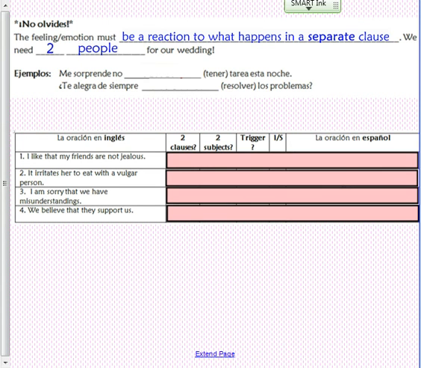We need 2 people for our wedding, in the same way that we need 2 clauses in order to use the subjunctive. If we don't have our 2 clauses, even if we have a trigger, then we need to use an infinitive. For example, me sorprende no tener tarea esta noche. ¿Te alegra de siempre resolver los problemas?